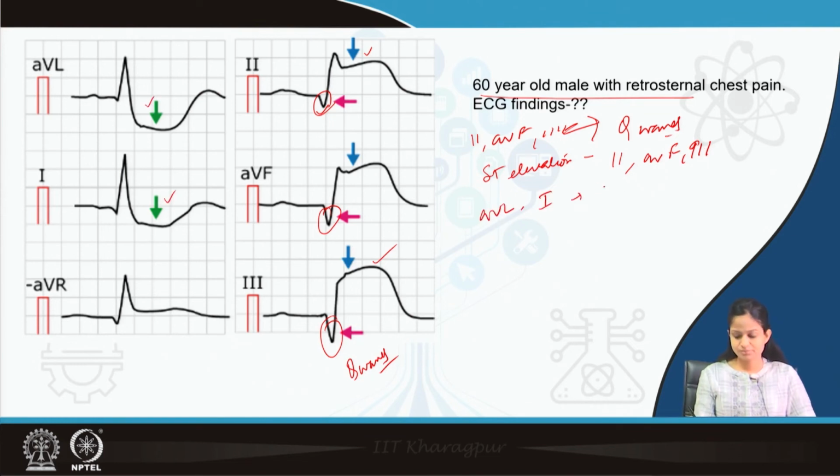So, that means this is a reciprocal depression we are seeing, ST segment depressions. These are reciprocal depressions which we are seeing in the opposite leads.